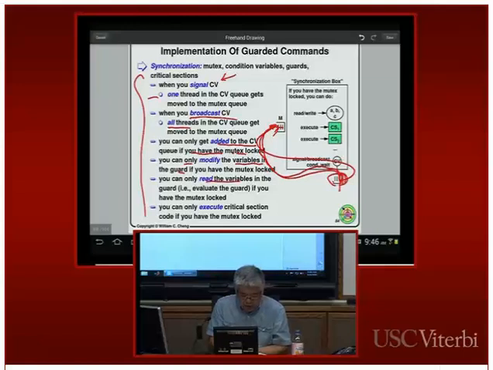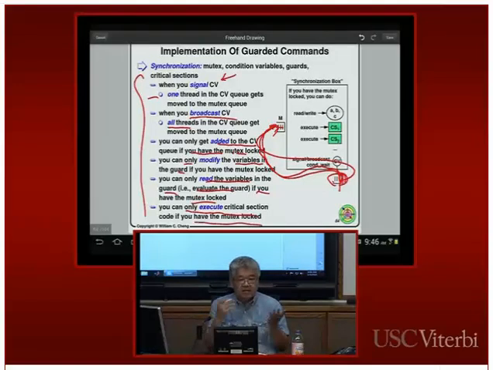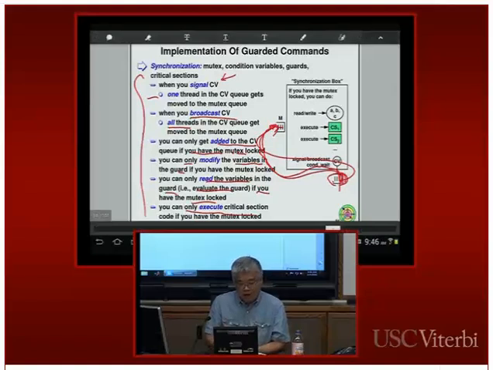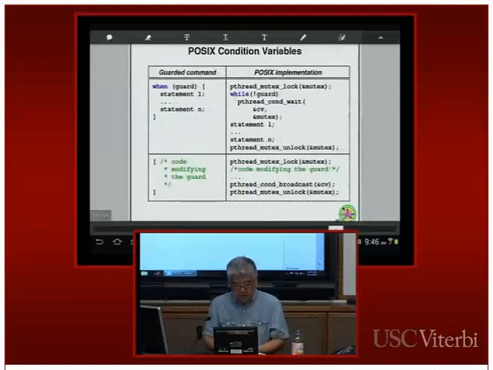You can only read variables in the guard. Basically, you are evaluating the guard when you read these variables. Even if you're not evaluating the guard, if you're just reading the variable, you have to have the mutex locked. You can only execute critical section code if you have the mutex locked, but that's from the previous lecture. You have to follow all these rules.